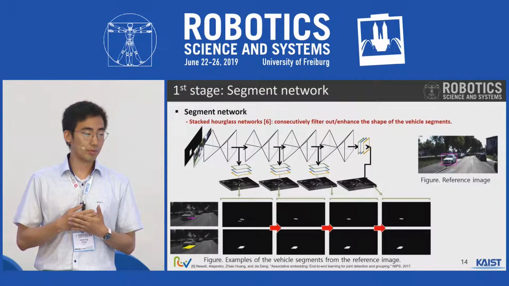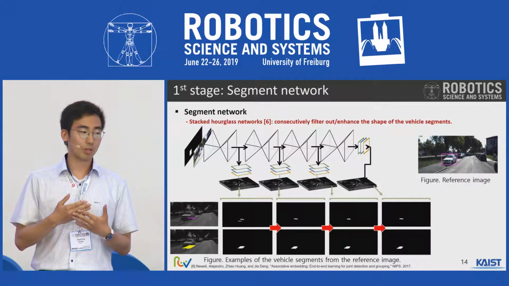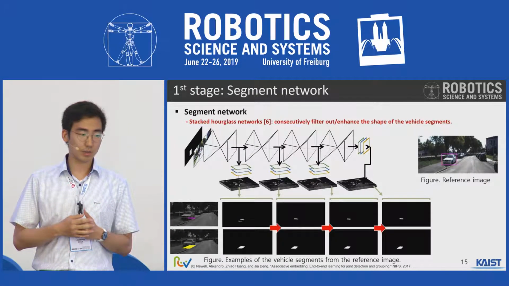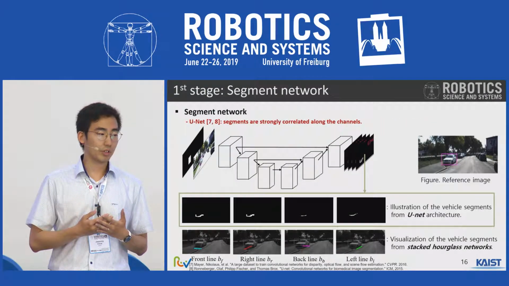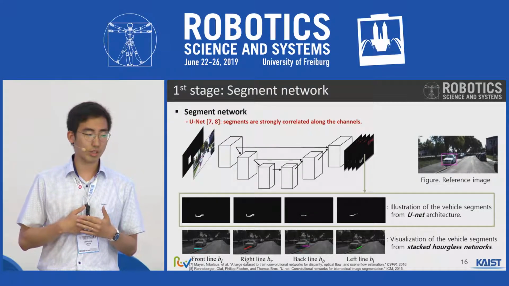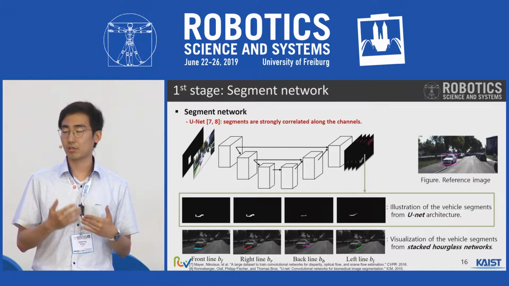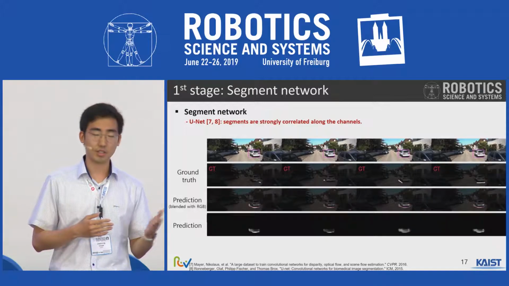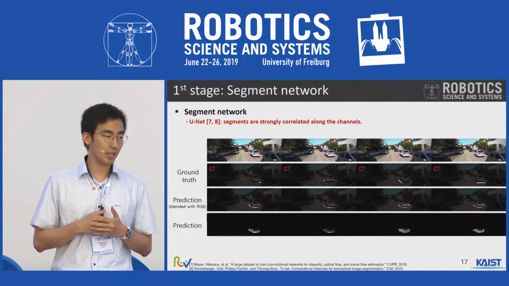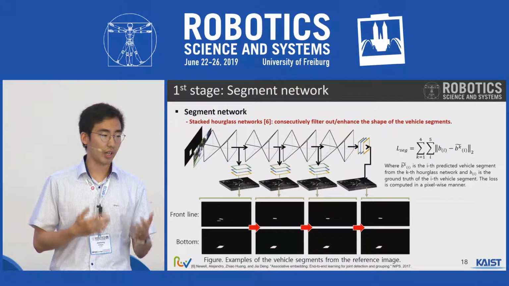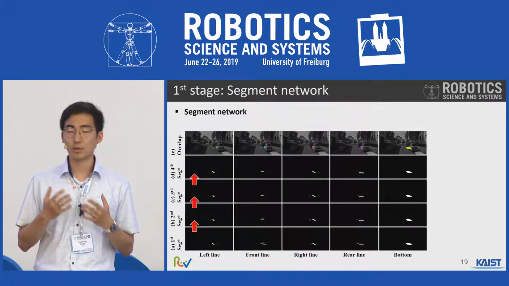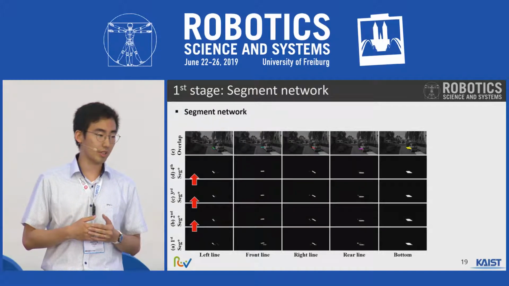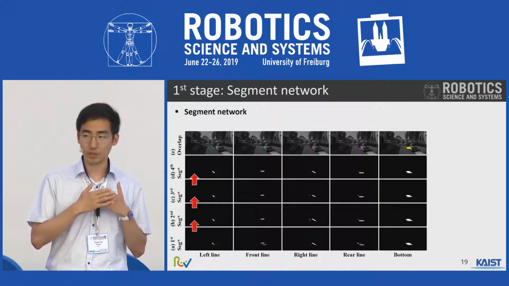Given the RGB image and 2D bounding boxes, stacked hourglass generates the vehicle segments along the channels. Particularly, the most popularly used U-Net-based approach failed to generate the vehicle segments, but it generated a strongly correlated result. And this is the other example. So finally, we decided to use the stacked hourglass to consecutively filter out the noise and enhance the shape of the vehicle. And as you see here, the noisy segments are filtered out.